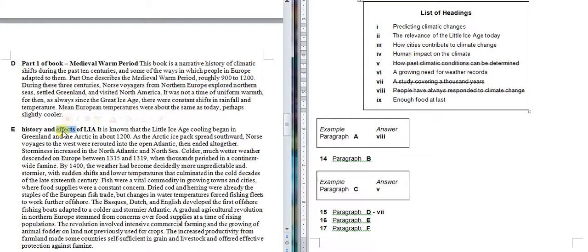And I notice here food supplies. I notice dried cod, herring, European fish trade, food supplies. Yeah. Yep. Looks like it. Looks like this is how we adapted and were able to get food because of this. So this idea, effects of the Little Ice Age, leads us to number 9 as our answer.